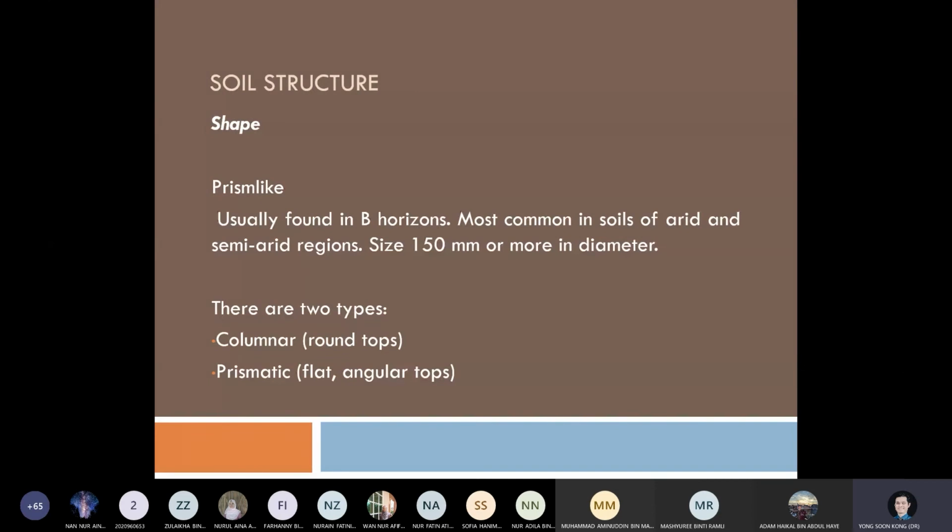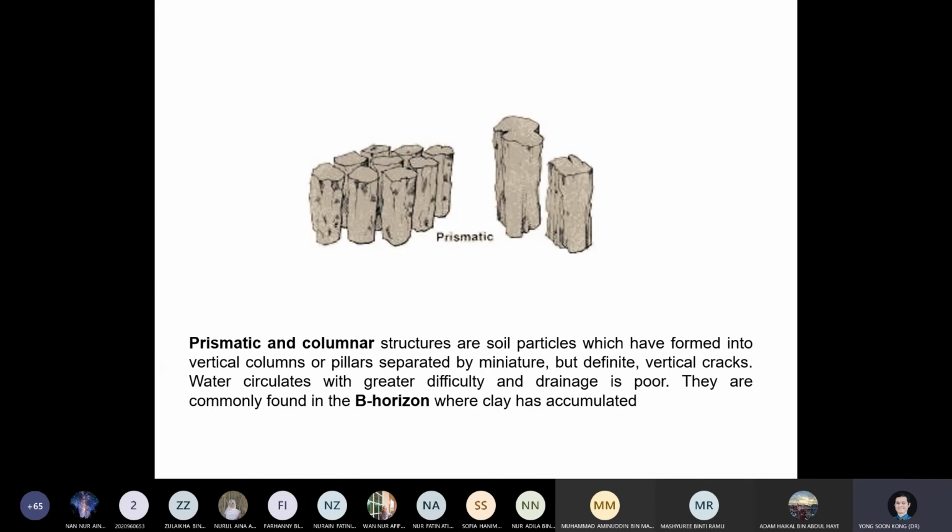Some other ones include prism-like. Now, prism-like is also found in the B horizon, and they are columnar in terms of the texture. This one will be found in the arid regions due to the lack of vertical water movement that causes all that breaking up and also the transfer of soil minerals downwards.